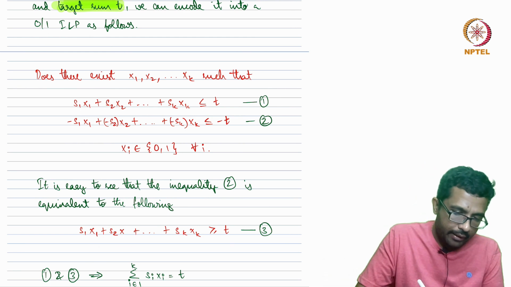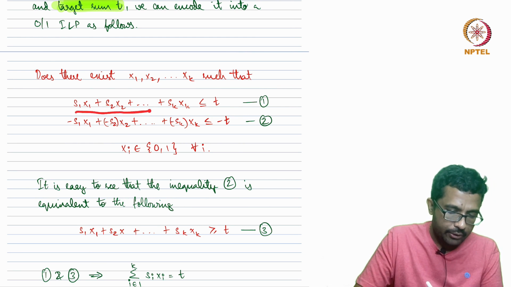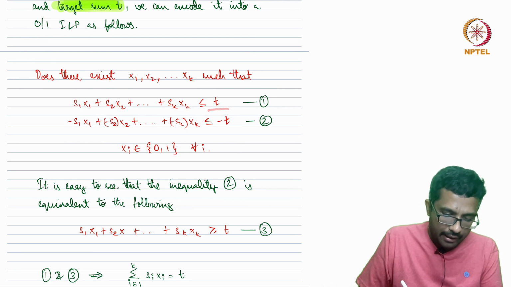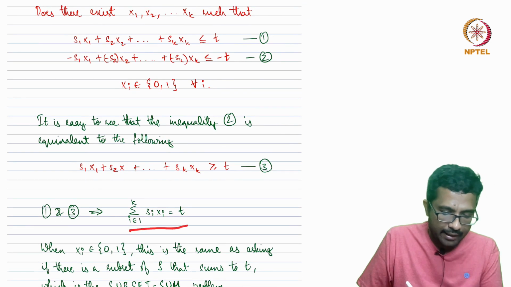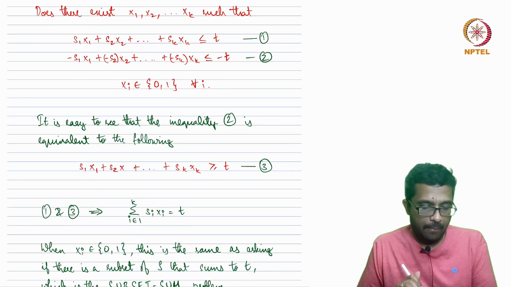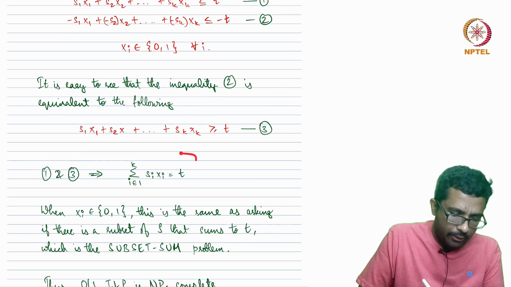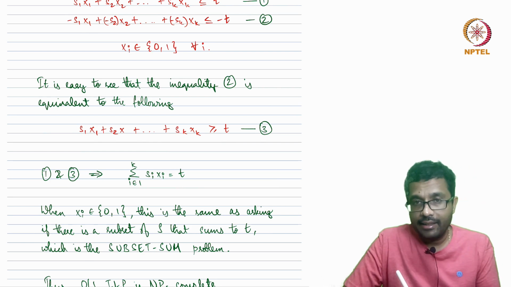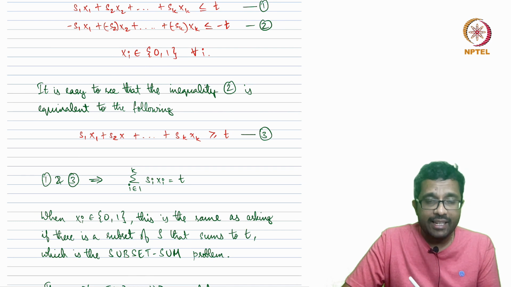And if you combine 1 and 3, right? 1 says that s1 x1 plus s2 x2 plus up to sk xk is at most t. 3 says that it is at least t. So combining this, we get that the sum of si xi is equal to t, right? But what are xi? Si are the numbers in the subset sum instance. Xi are 0, 1, right?